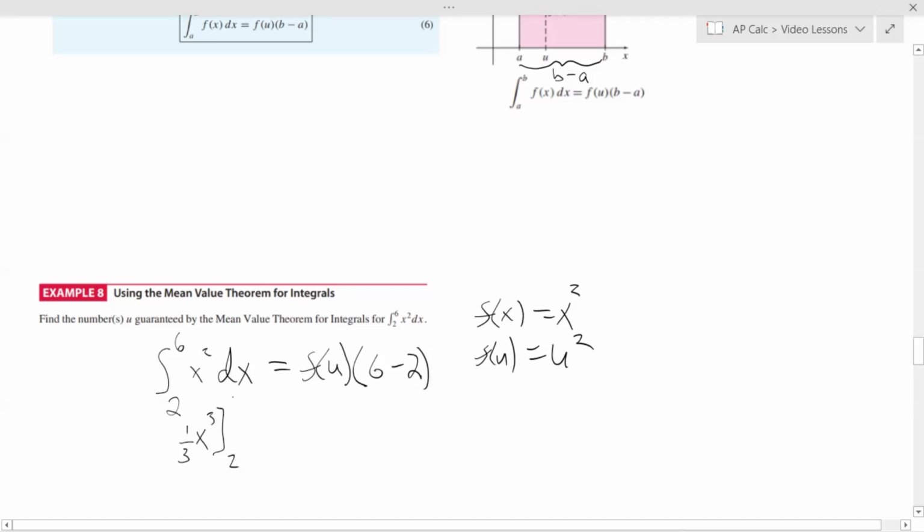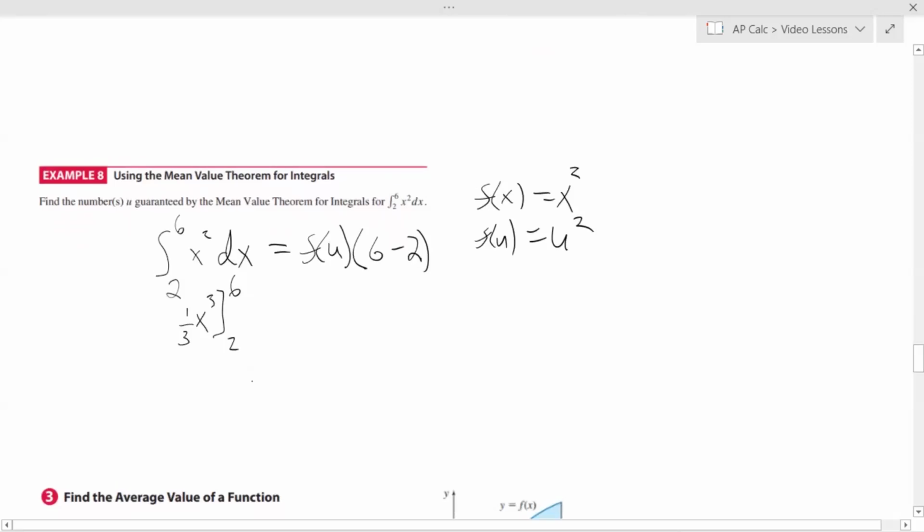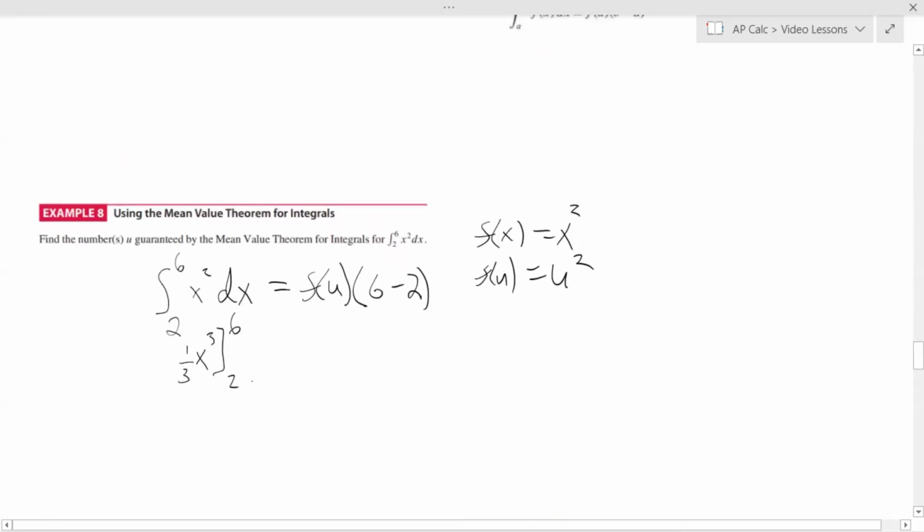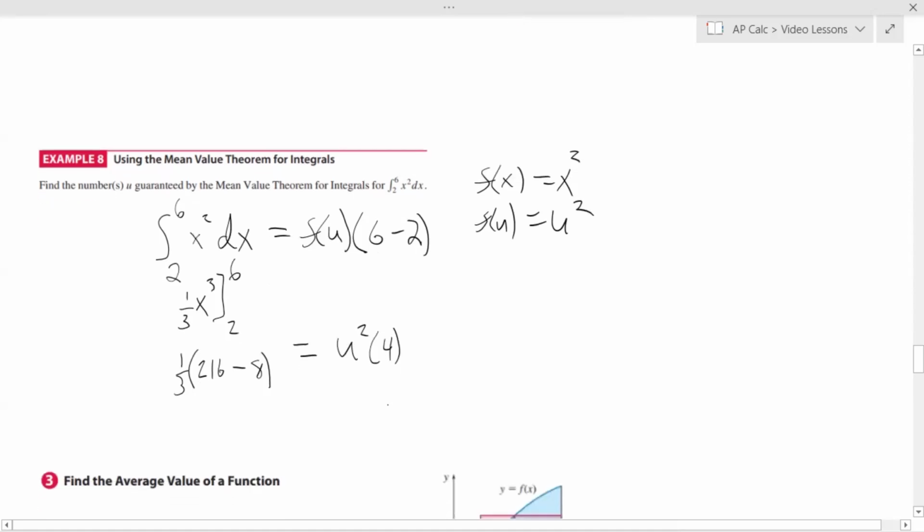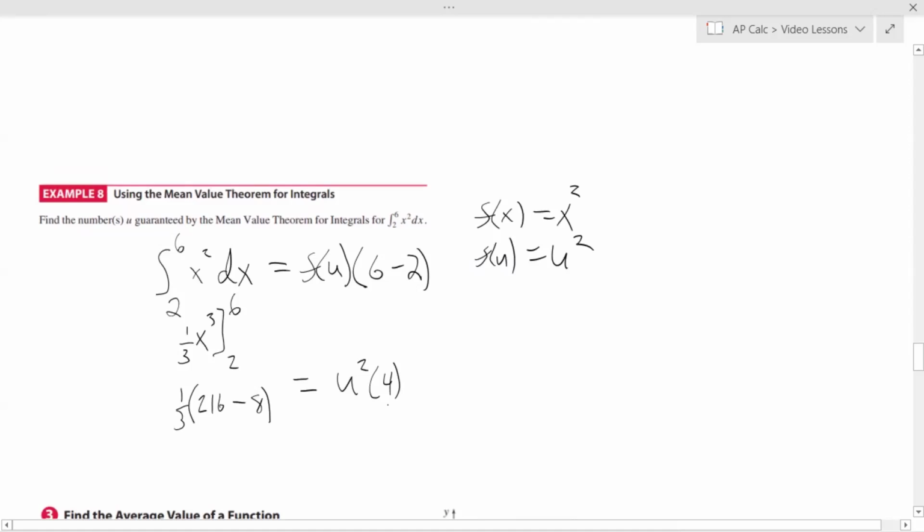We would plug in 2 and 6. If you plug in 6, you get 216. So it's 1/3 of 216 minus, plugging in 2 would give you 8. And that's got to equal u squared times 4. All right. 1/3 of 216 minus 8 is 208 over 3. And that's got to equal 4u squared.